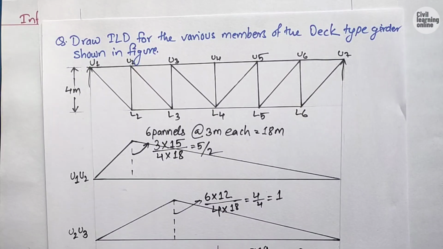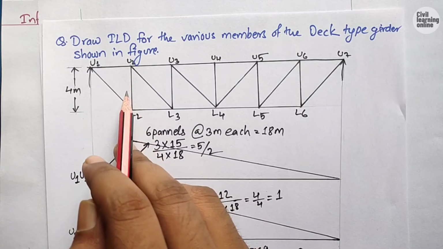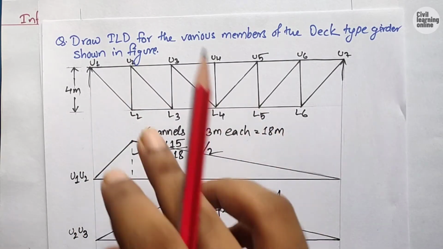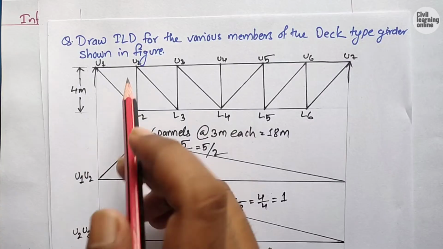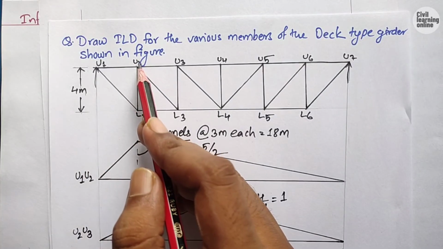So guys, till now we have learned how to draw the influence line diagram for the upper chord member and the lower chord member. Now I will be drawing the influence line diagram for the vertical member, and I will be using this same diagram here. So let us first draw a straight line, and then we will draw the influence line diagram for the vertical member U2 L2.